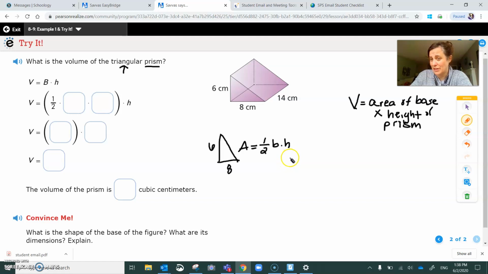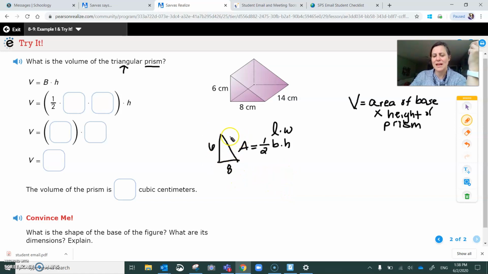Now, this is weird. Are you ready for this? This h right here, the height of the triangle, is different than this h right here, the height of the prism, right? So it might be easier for you, rather than thinking about it as base times height, to instead think about it as length times width. Just because sometimes it's hard when they use the same word to describe different dimensions, right? I just wanted to acknowledge that.